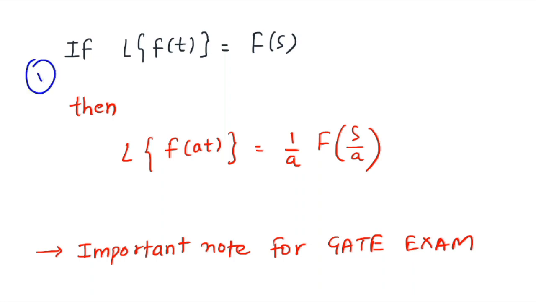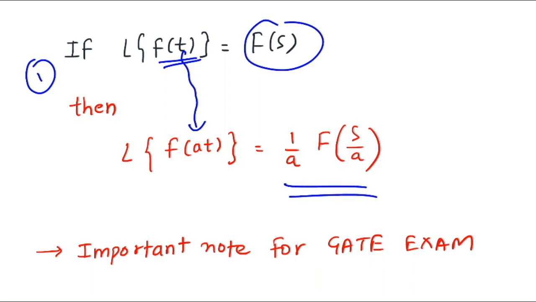If you have a function f of t, the basic Laplace of this function is what? Capital F of s, right? But if the time is changed to a into t, which means a constant is multiplied to the time, then the Laplace would be 1 over a into capital F of s over a. So for example, if you have f of pi t, then the Laplace of this function would be 1 over pi, then capital F of s over pi.